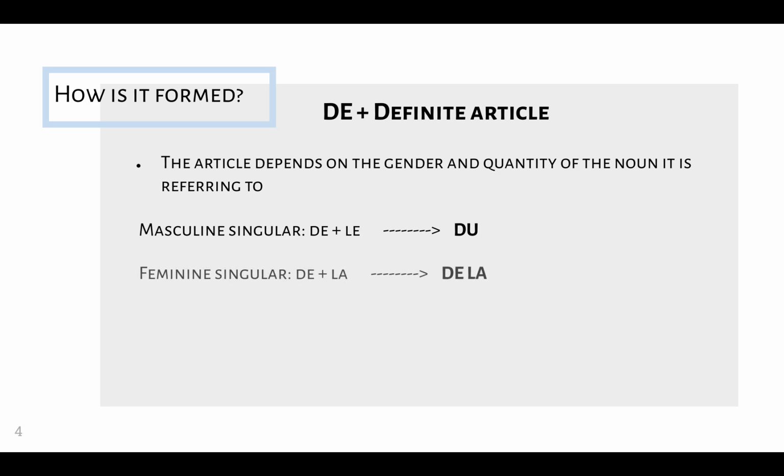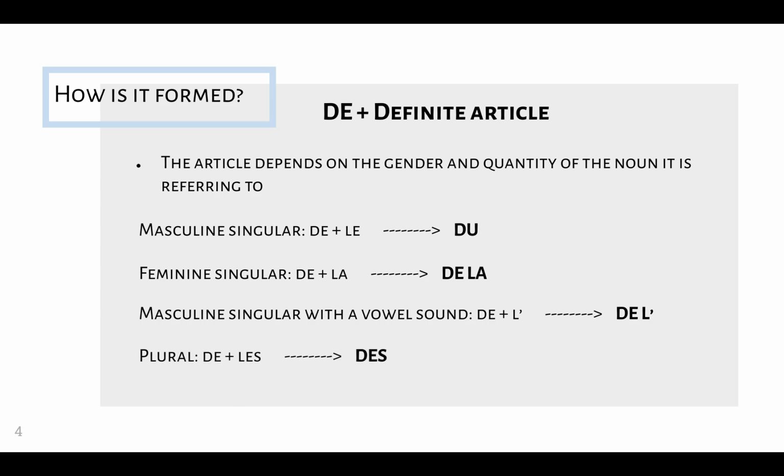For a feminine singular noun, it's de plus la, and that becomes de la. For a masculine singular noun with a vowel sound, it's de plus l', and it stays the same as de plus l'. And finally, for plural, it's de plus les, and it becomes des.